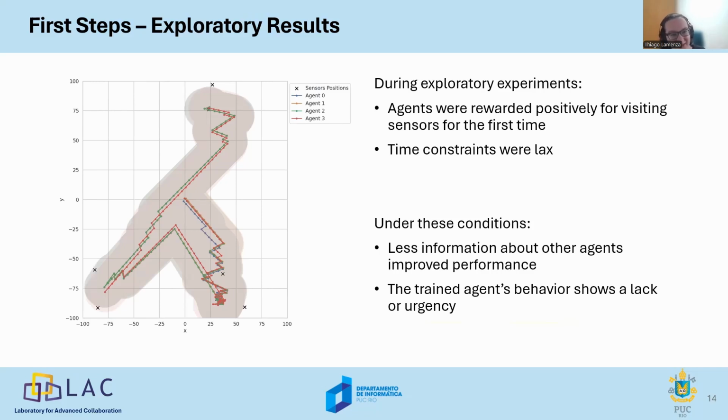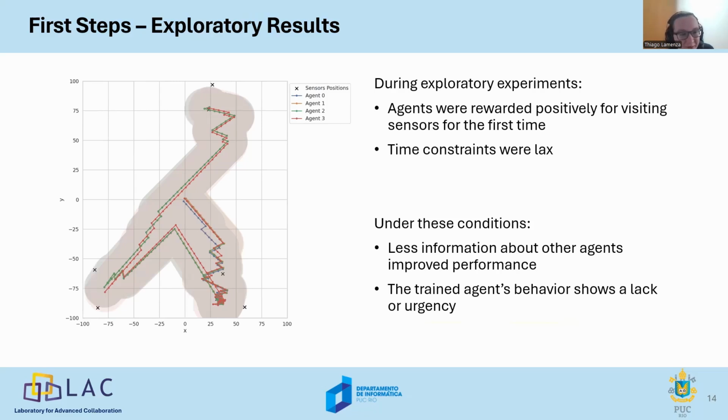And the black axes are the sensor positions. They don't move, so they are always in a fixed position. But it's important to note that in each episode, the sensor positions are randomized. So the agents learn to visit sensors at arbitrary positions within the scenario space.